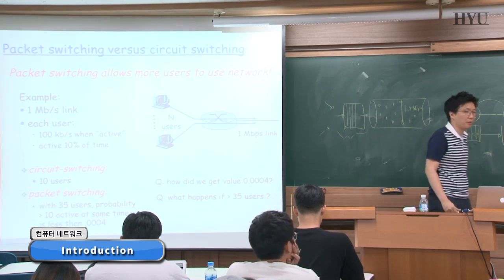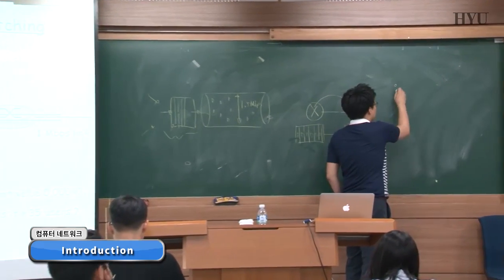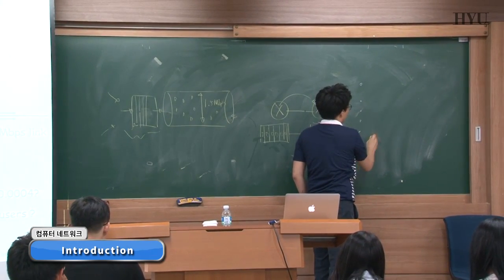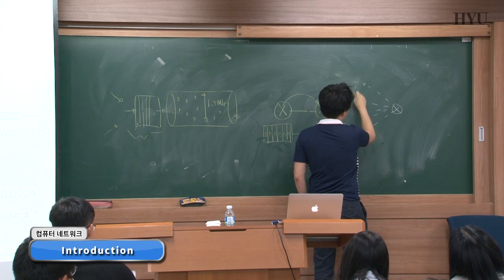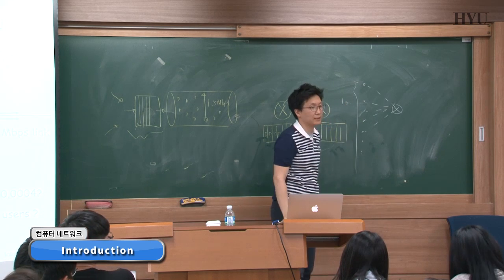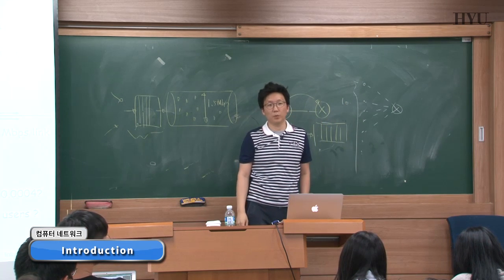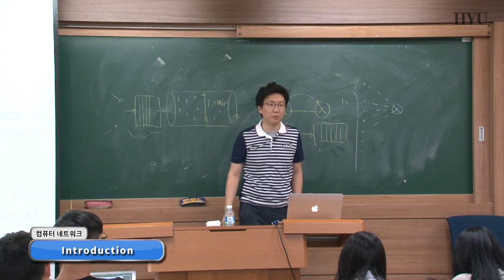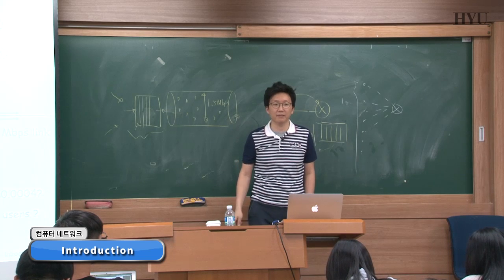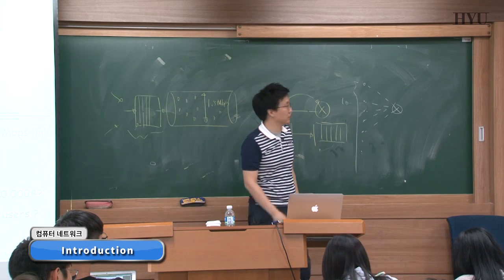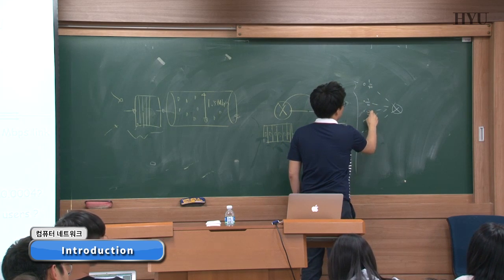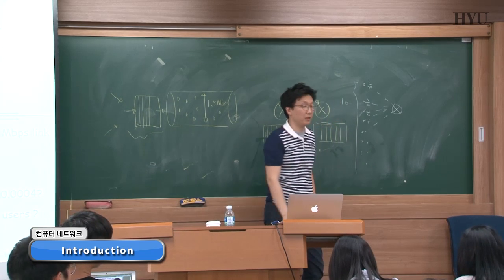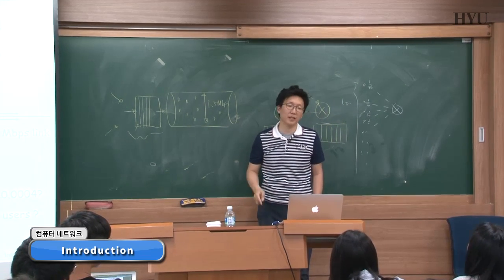How do you calculate the probability of something like this? There are 10 people sending data to this link. They send data only when they're active, but 10% of the time they're active. What's the probability that all 10 are active? So 10%, 1 over 10, 1 over 10, 1 over 10, 1 over 10. What's the probability that all 10 are generating data?